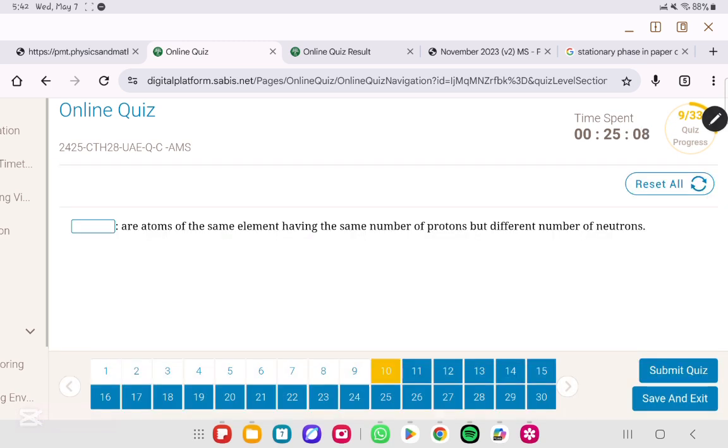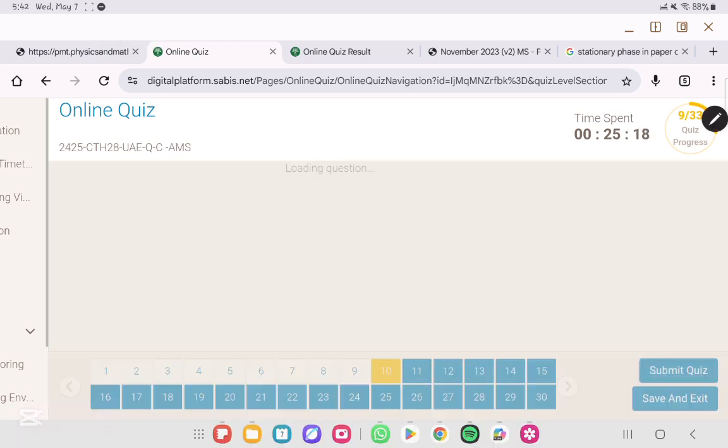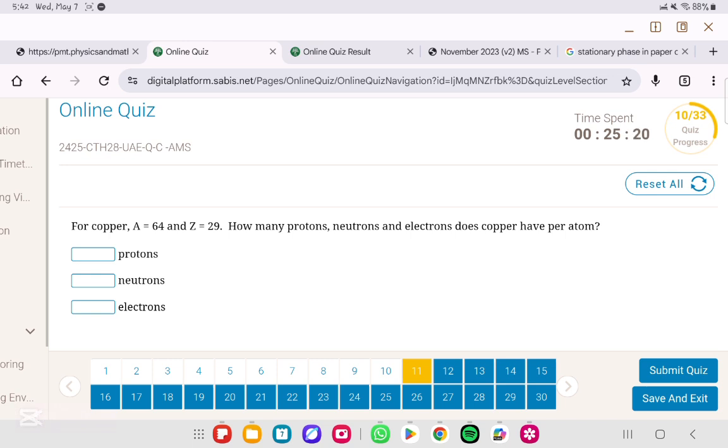We move on to question number 10. Blank are atoms of the same element having the same number of protons but different number of neutrons. These are known as isotopes. We move on to question number 11. It says for copper, A is 64, Z is 29.